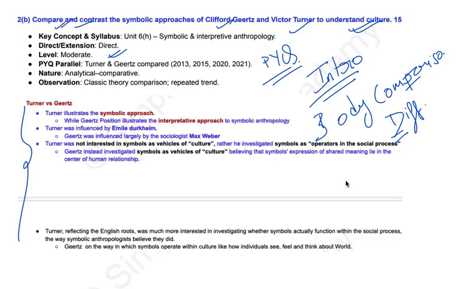Then in the conclusion part of it, you need to give a balanced statement highlighting how both of them have enriched our understanding of culture. So you should always end on a balanced note. You cannot favor one of them, saying okay, Turner's approach was very good, or saying Geertz was not able to justify this or that. You can do that as a part of limitation, as an additional dimension in your body itself, but for the conclusion, keep it balanced. So that's how you will be able to fulfill the demand of this particular question.